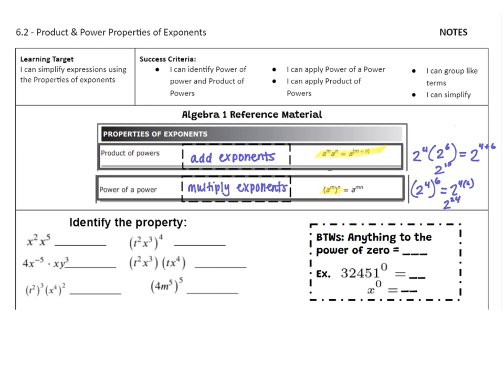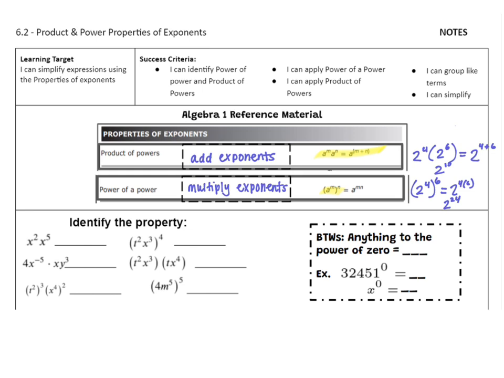So when you see a power of a power, an exponent that's raised to another exponent, you're going to multiply your exponents together. And when you see 2 exponents with the same base multiplied times each other, you're going to add the exponents together. Those are the rules. If you can see them and understand what they mean, then you are going to be successful in that. So let's look at identifying the property. Let's see if we can identify when we should use which rule.